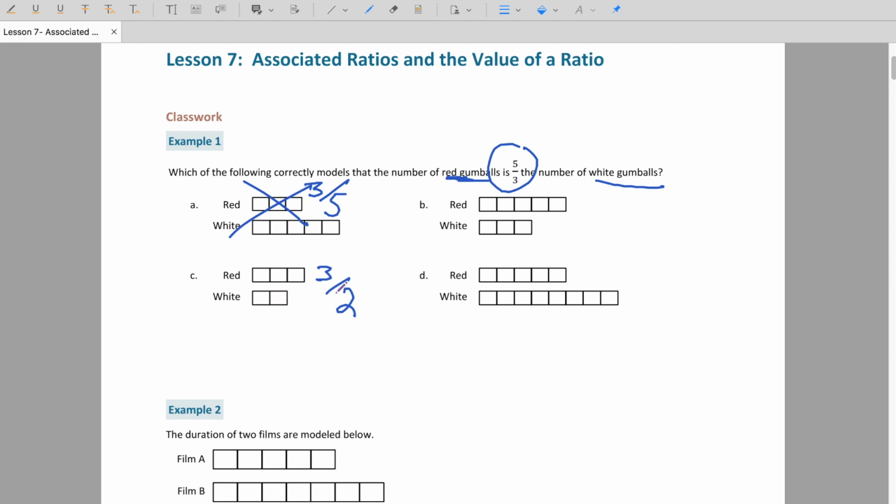Basically, whatever number we're talking about first goes in our numerator, and the number we're talking about second goes in our denominator. So here for B, we have 1, 2, 3, 4, 5, and 3, right? So the red gumballs here are 5/3 of the white gumballs. So B is our answer.